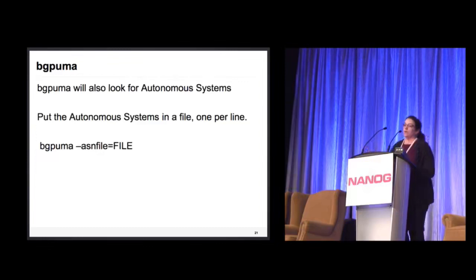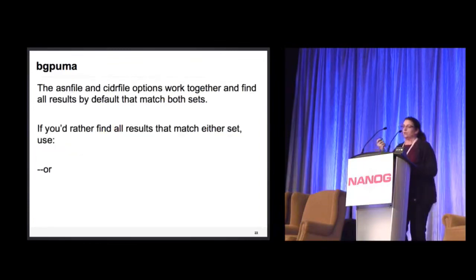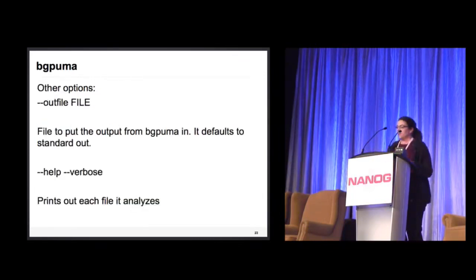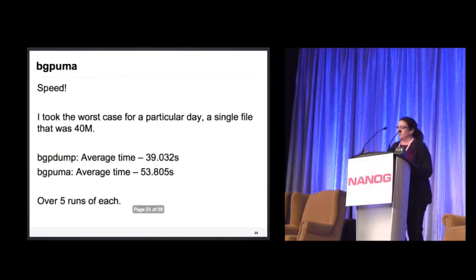It will also look for autonomous systems, so that if you want to know any announcements that contain any of your autonomous systems, it will do those. And it will do both of them at the same time, as in you'll say this autonomous system and this prefix, or you can give the infamous OR flag and it'll do OR. And there's some other options. Basically, if you don't want your output to go to standard out, it will dump it into a file. And there's a help file. I even gave help and verbose.